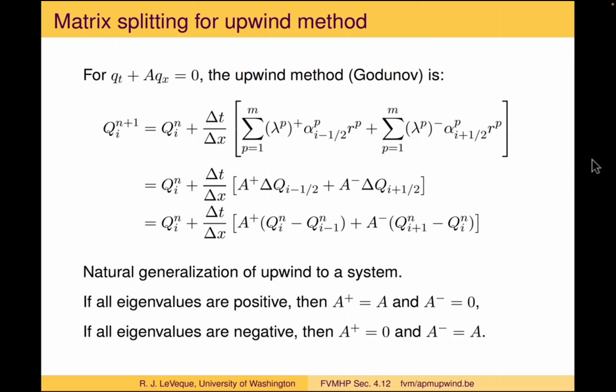In special cases, if all the eigenvalues are positive, then A plus is just A and A minus is 0, for example, and this would just reduce to what looks like a one-sided method based on looking at the correct direction for the sign of all the eigenvalues.